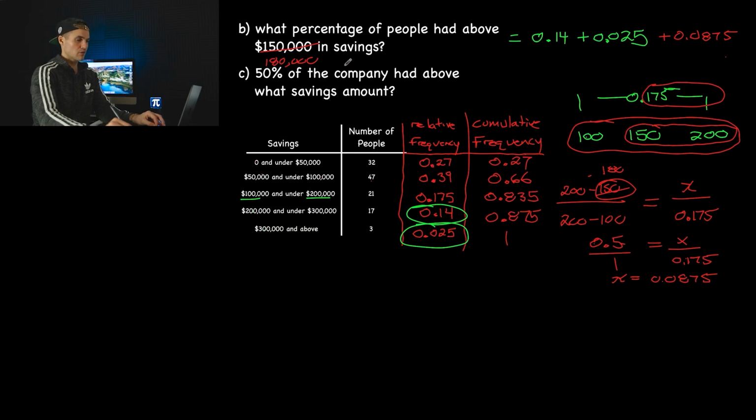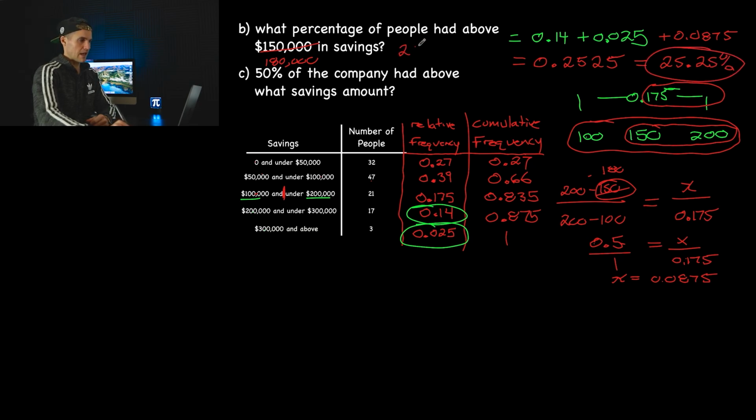Okay, but we were looking for 150, and that just happened to fall right in the middle of 100 and 200, so it wasn't bad, so we just took 50% of that 0.175. Okay, so hopefully that makes sense there. And so summing these three up, you end up with 0.2525, which is basically 25.25%.